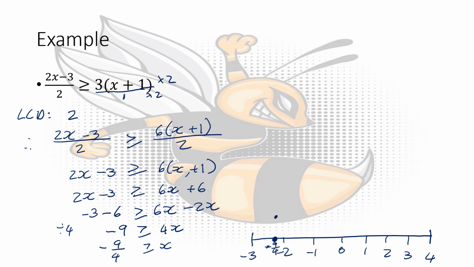And you know that in this case, we want our x values to be smaller. So it's going to go to the negative side of my number line. So I draw my closed dot because I have an inequality sign with the equals underneath. That's what the little stripe there means. And I just draw my line with my little arrow showing that I'm working with x values smaller than minus 9 over 4.